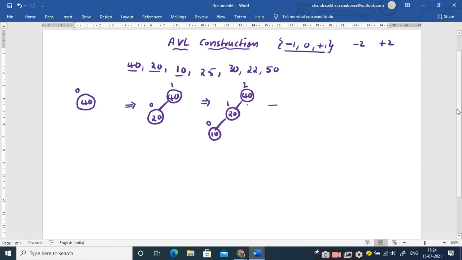So, what is the solution for LL imbalance? Right rotation, sir. It is a single rotation, which is right rotation. So when I right rotate it, what happens here? 40 comes down. You know all these rotations, right? And this is 10. The left child of 20 is 10 and the right child of 20 is 40. Now again recalculate the balance factors. This is 0, 0, and what happens to the balance factor of 20? It is 0. Now the tree is balanced, right?